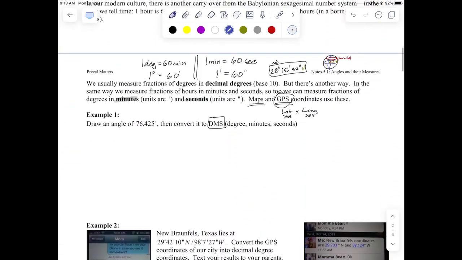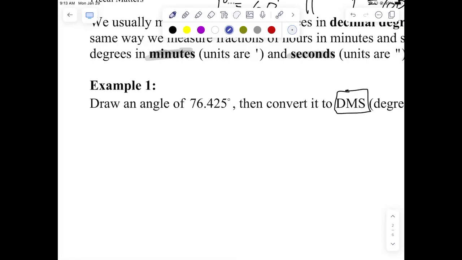Okay, let's try this out. Draw an angle of 76.425 degrees and then convert it to DMS. All right, so let's do that. 76.425 degrees. What I would tell you to do is get in the habit of drawing your initial ray. This is what we call an initial ray. Try to draw it facing due east.